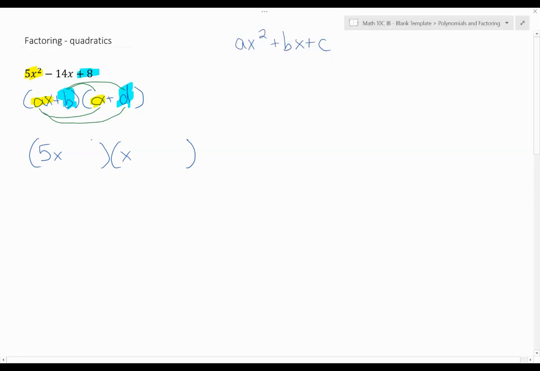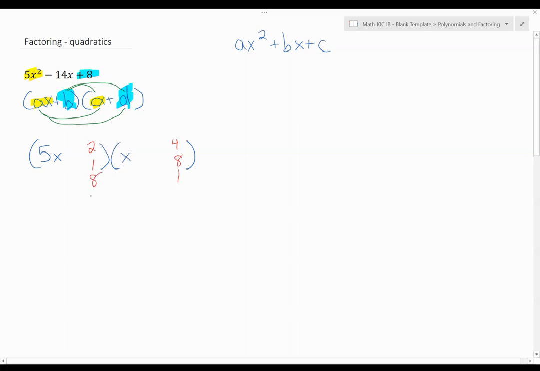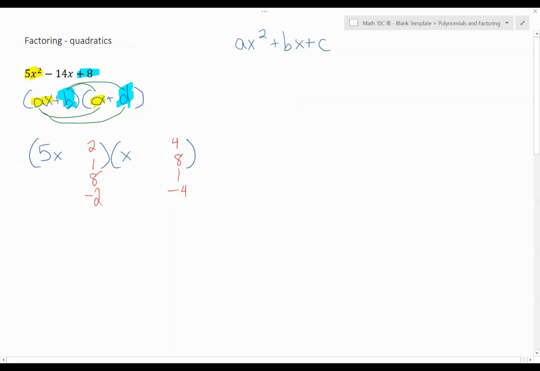So for example, I could have 2 and 4. I could have 1 and 8. I could have 8 and 1. Maybe I have -2 and -4. So there's a lot of different options here. And that's where that middle term comes into play. Because in this instance, the linear term, the minus 14x, comes from the product of b with cx and ax with d. So that term comes from two places.